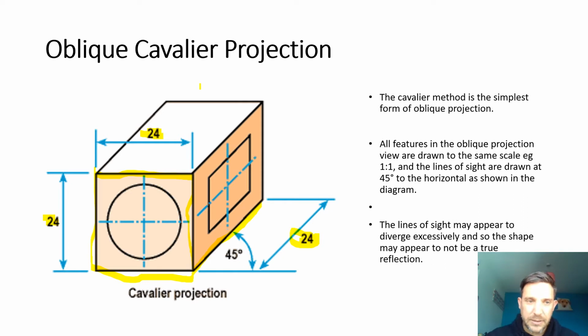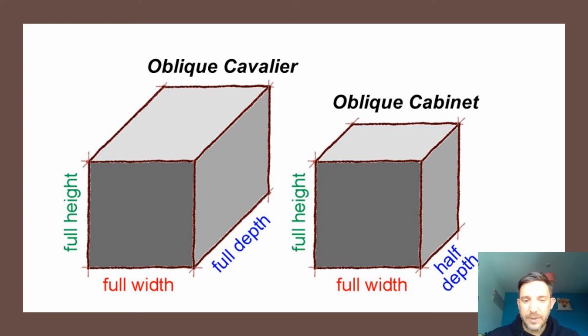The problem is that Oblique Cavalier will make things look too long because the scale is drawn 1:1, and Oblique Cabinet will make things look probably shorter than they are. So here we go. Here's a side by side of Cavalier and Cabinet. This is the exact same part. You can see the Cavalier has been drawn at full depth, which makes it really easy because whatever you measure, you draw. The problem is it doesn't look very realistic.